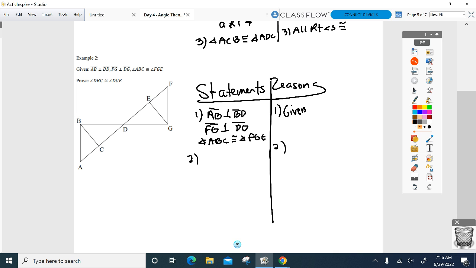All right, here we go. So what did you have on your diagram? The perpendicular lines, we should add a right angle right here at angle ABD. And we should add a right angle at DGF because those line segments are perpendicular. Then we should have had arc marks at angle ABC and angle FGE.